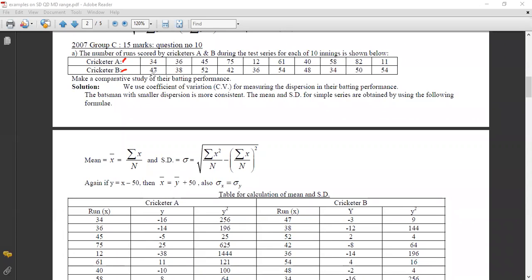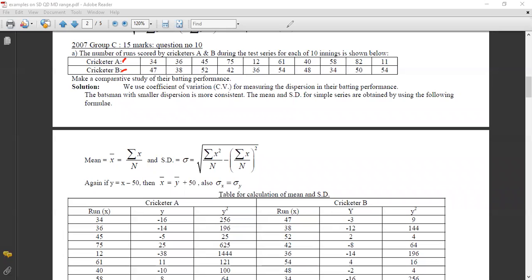Let us see. There is a slot available in your team, and you have to select either cricketer A or cricketer B. Who will be your automatic selection, depending on their batting performance? Whether cricketer A is better than cricketer B, or cricketer B is better than cricketer A. We have to compare their batting performance by using the coefficient of variation, also called coefficient of standard deviation, or sometimes coefficient of sigma.